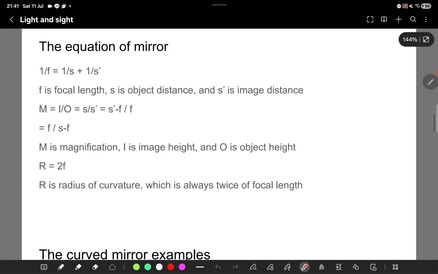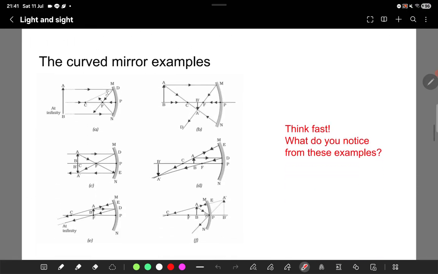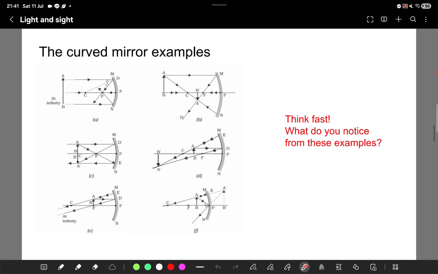Next up is the curved mirror examples. So again, think fast. What do you notice from these examples here? How does the size of the image behave as you move the object closer to the focal point?